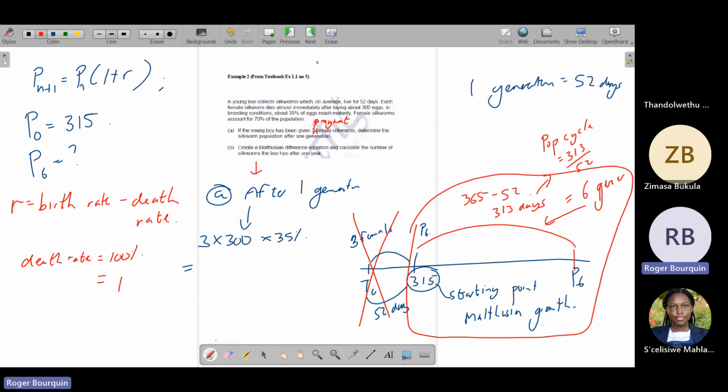Right, now birth rate. What's the principle for birth rate? Percentage female times number of surviving offspring. So try to work out the birth rate.